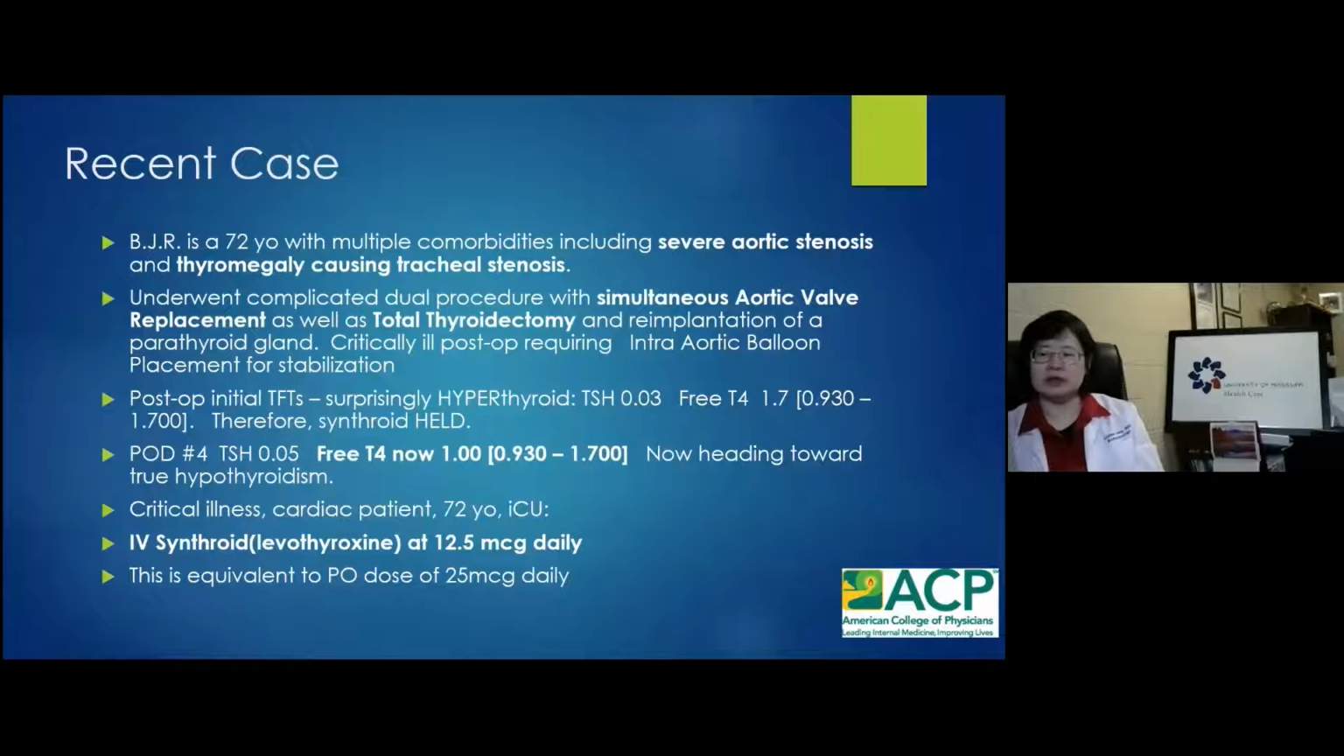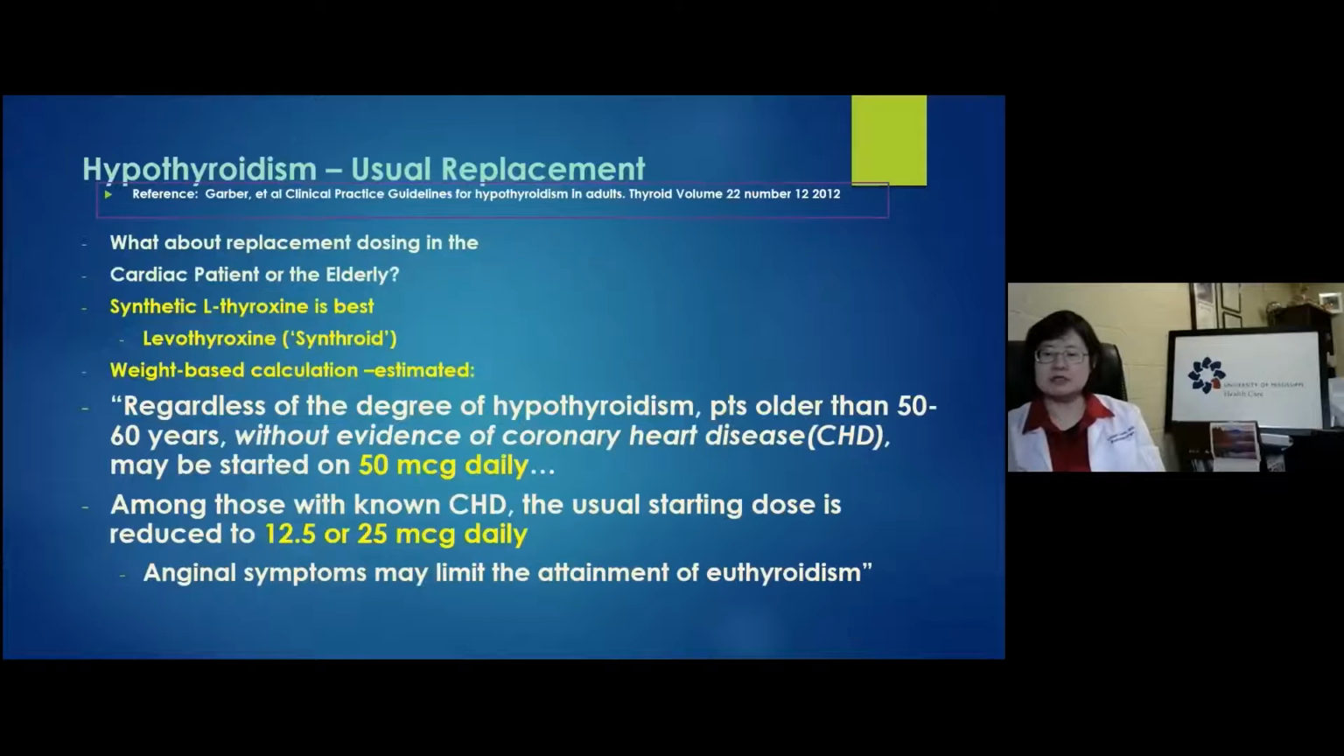But we have a critically ill patient who just had multiple surgeries and was hemodynamically still compromised in the cardiac ICU. So the decision was to give IV levothyroxine at a very cautious dose of 12.5 micrograms, which is equivalent to the PO levothyroxine dose of 25 as recommended by the guidelines.